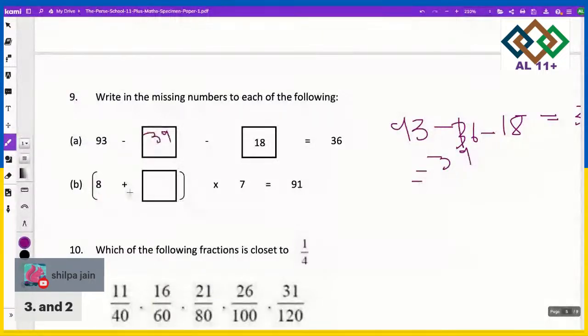In this one, you have brackets. 8 plus something multiplied by 7 gives you 91. When you have something like this, try doing the opposite. Instead of multiply, try dividing 91 by 7. That equals 13. So what gives you 13? 8 plus something gives you 13. So that would be 5.